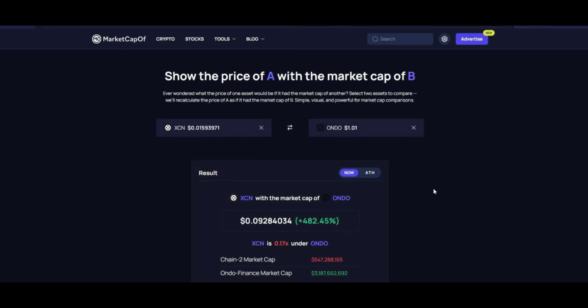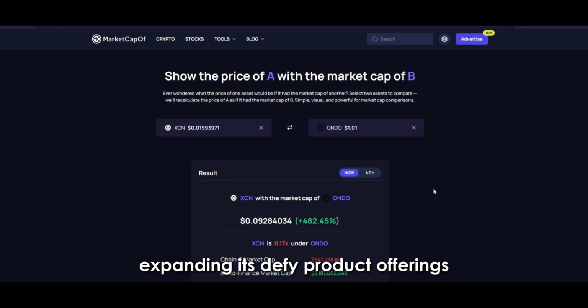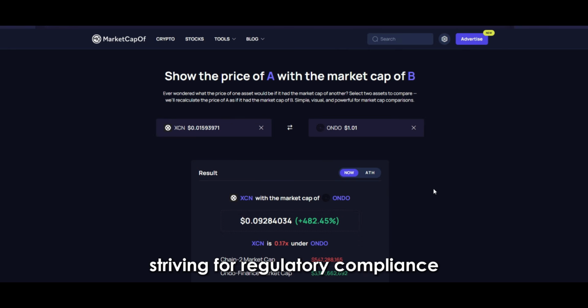Critical to this transformation are sufficient liquidity, listings on multiple exchanges, ease of fiat crypto conversion, and strong user acquisition strategies. Key tasks for the XCN team would include expanding its DeFi product offerings, offering competitive staking, farming, and protocol yields, forming institutional partnerships, publishing transparent reporting, enhancing user education, conducting blockchain security audits, scaling liquidity pools, establishing cross-chain bridges, striving for regulatory compliance, and maintaining strong user support.